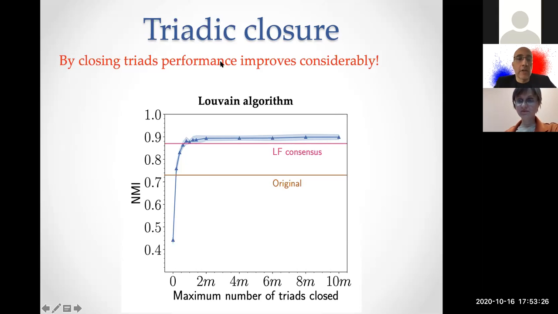If you didn't do triadic closure, if you use the Louvain algorithm, which is super fast, it has a lot of issues, but it is very fast. You can actually even underperform the original application of the algorithm on the data.